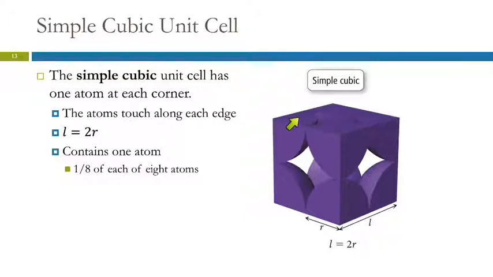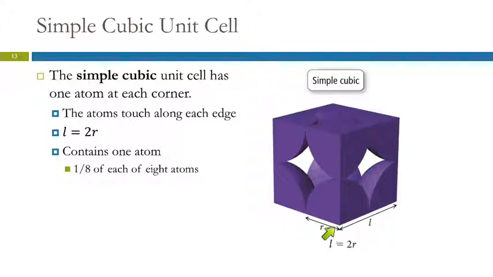So we have 1, 2, 3, 4, 5, 6, 7, 8 atoms, but there's only 1/8 of each of them. So this cell contains 1 atom. It's 1/8 of 8 atoms. If you took all these pieces and put them together, you could make 1 atom.